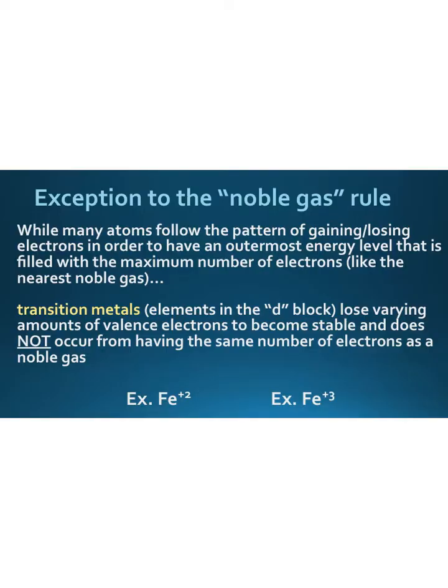Because they can lose varying amounts of valence electrons, it's also common for transition metals to take on a multitude of different charges when they become cations. For example, iron can have a positive 2 charge as a cation. It can also have a positive 3 charge as a cation.